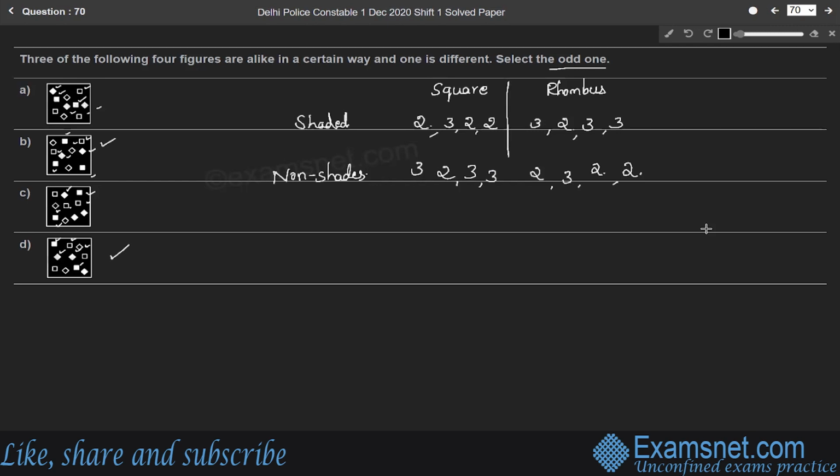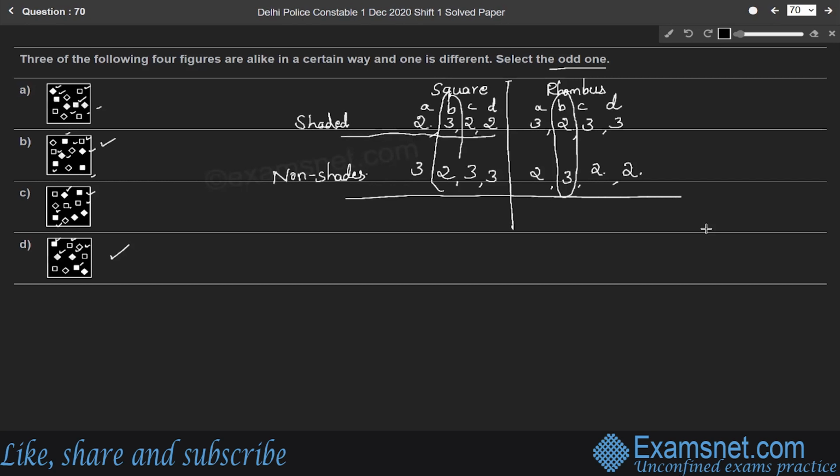So compare the number of shaded and non-shaded parts of each shape. Here, except the B, here are A, B, C, D, right? Figures. So except option B, figure B, in all other cases, the number of shaded and non-shaded shapes are equal. Right? Here 2, 2, 2 square shaded shapes and 3, 3, 3 rhombus shapes which are shaded like that. Therefore, option B is the right one, which is the odd one.